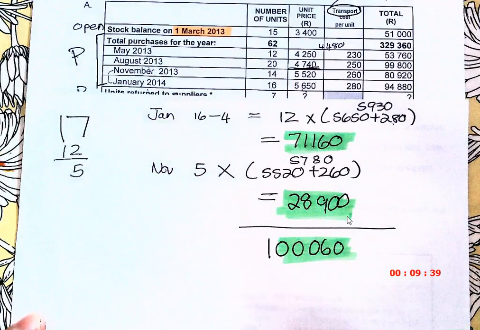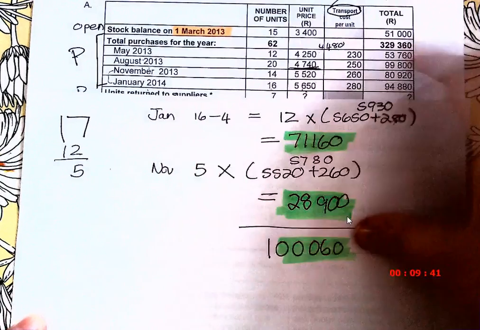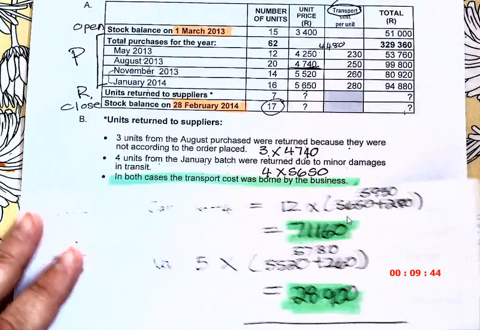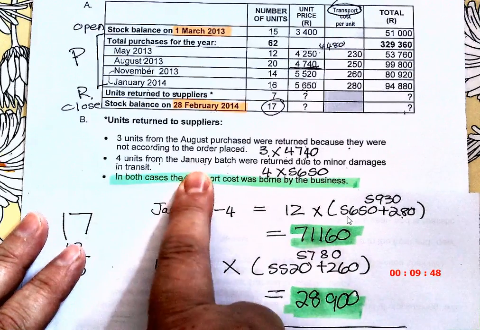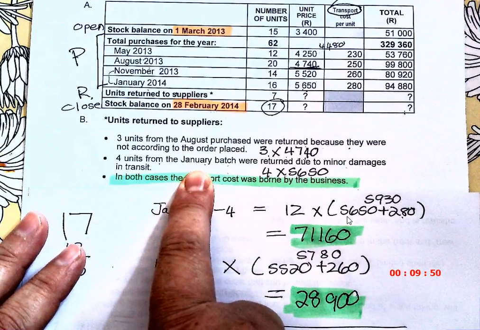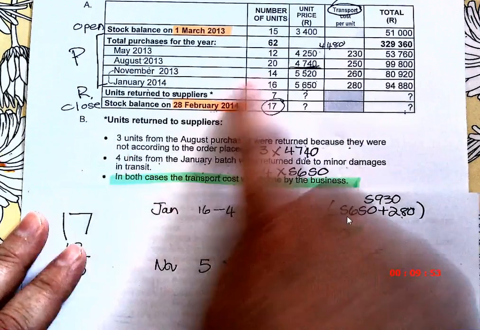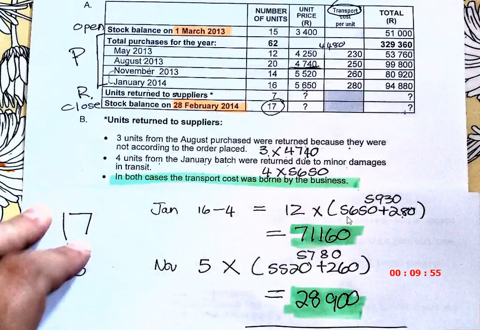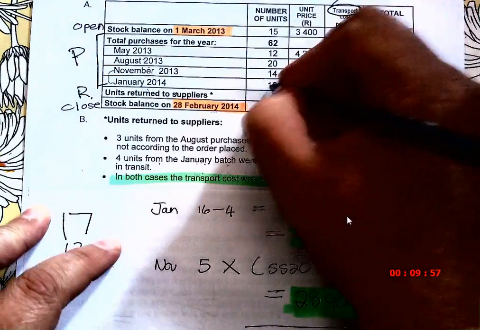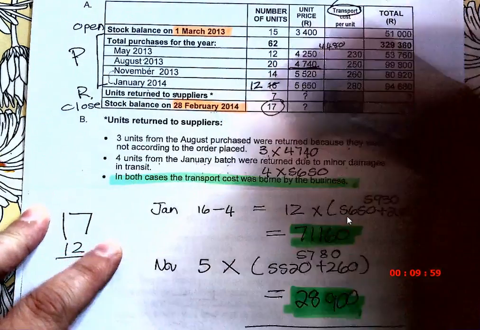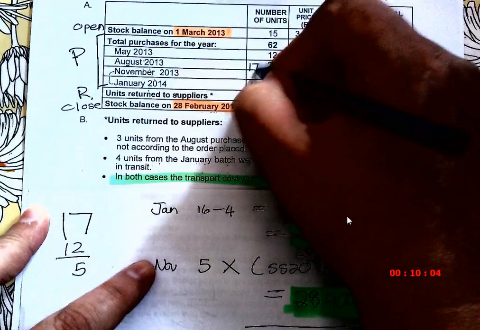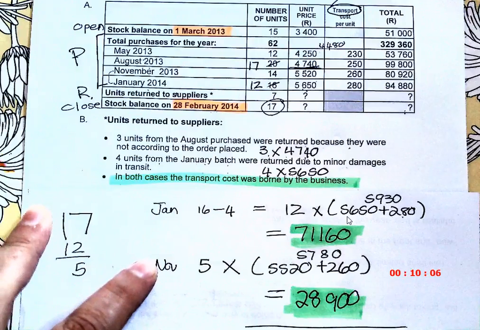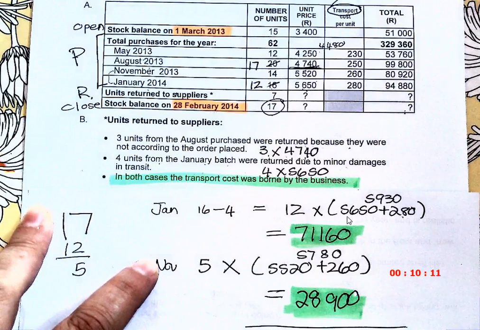Why did I minus the 4? It's because when I read here, there were returns. 4 units were returned in January from the January batch, and 3 units from the August batch. So actually, if I look here, January we actually only bought 12. And August, I actually only bought 70 because I returned from the batch. Is everybody sure?